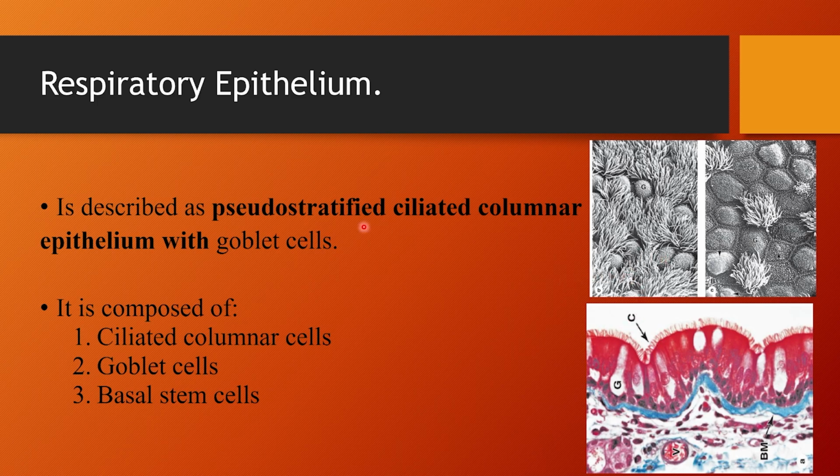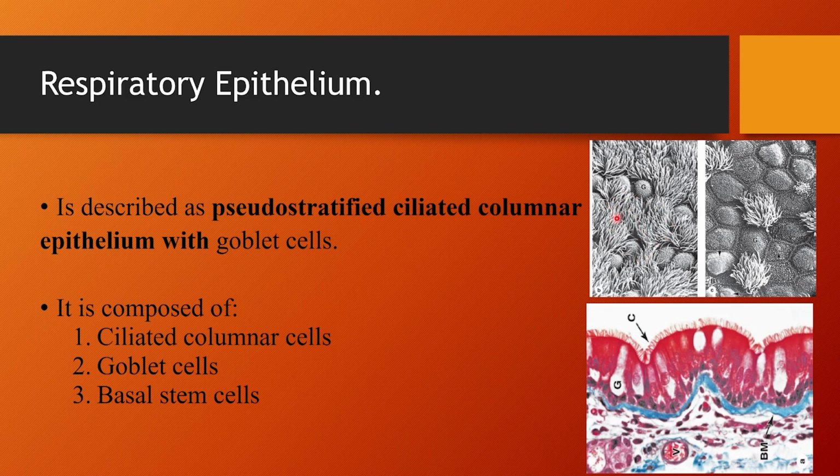The respiratory epithelium is described as pseudo-stratified ciliated columnar epithelium with goblet cells. Pseudo-stratified, as you can see in the picture here, appears to have layers, but it is actually one layer of epithelium. The cells have different heights and different widths, but it's all one epithelium, so it is pseudo-stratified.